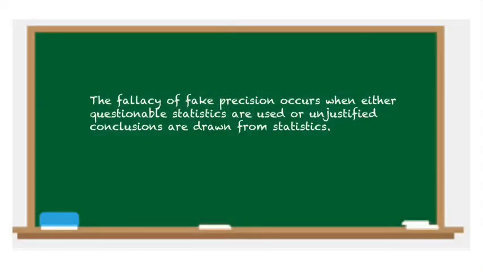You know, it's interesting in the modern world, we're so focused on science and math and precise numbers, and that can be very important. And very often precision is right. You want to have precision in certain things. But sometimes precision can actually be misleading and actually lead to a fallacy. So when we talk about it as a fallacy, what we're meaning is this. The fallacy of fake precision occurs when either questionable statistics are used or unjustified conclusions are drawn from statistics.